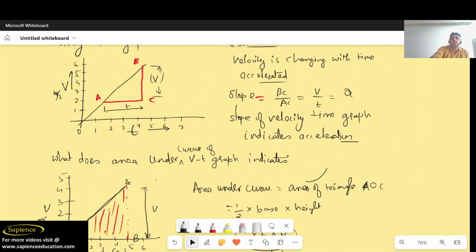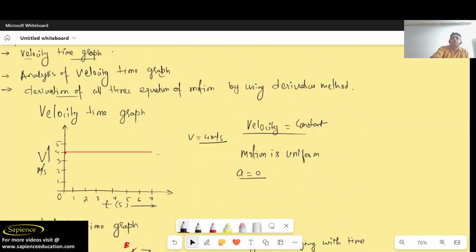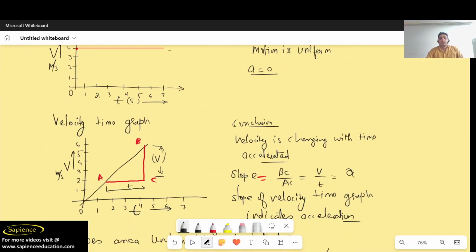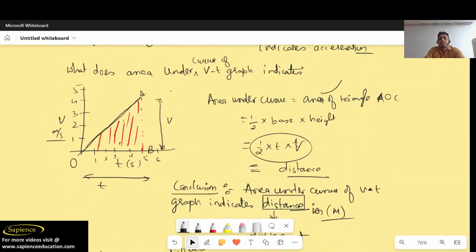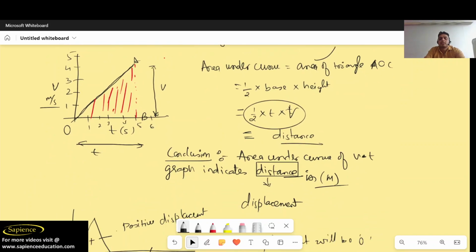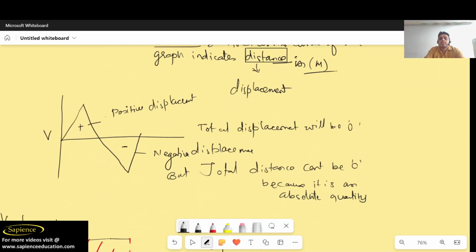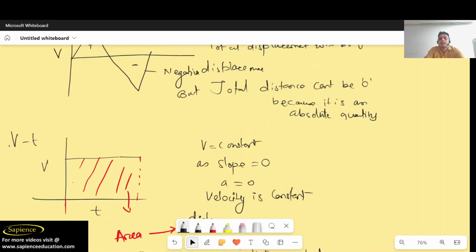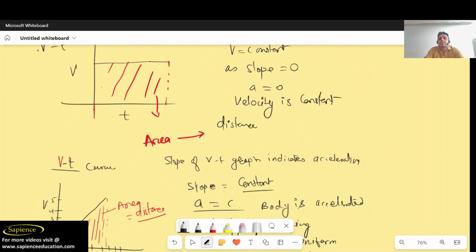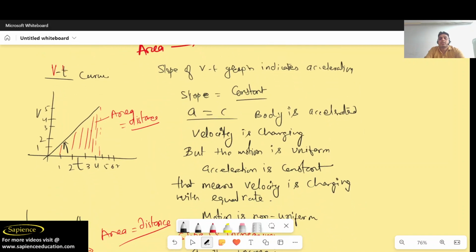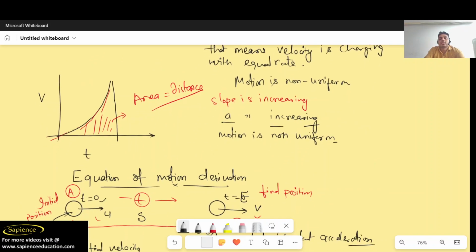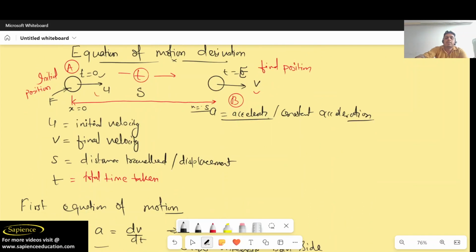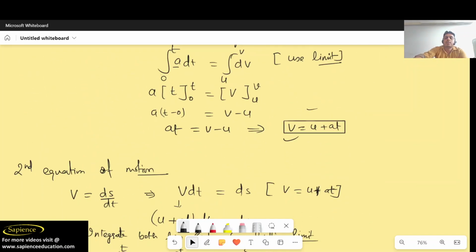Today I have taught you the velocity time graph, its analysis, and what types of velocity time graphs there are. Again, the area under the velocity time graph indicates distance. There may be a displacement, positive displacement, negative displacement. So what type of conclusion can you draw if the graph is like this? In this way you will be able to understand, and you can go through whatever I have taught you.